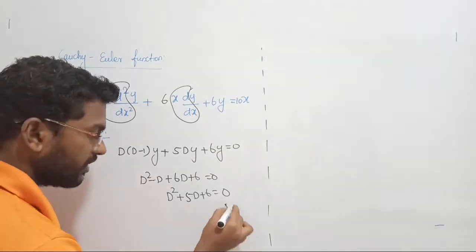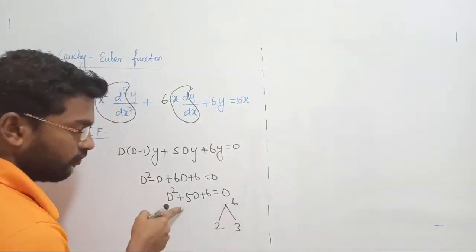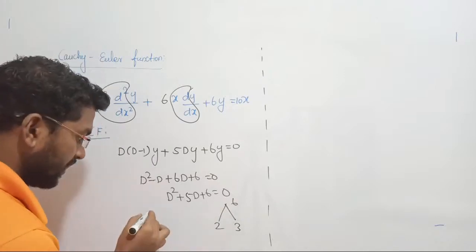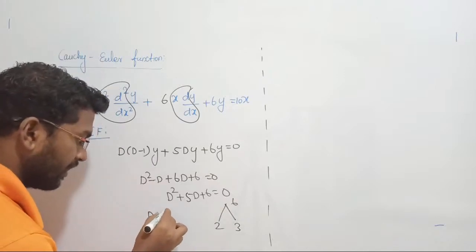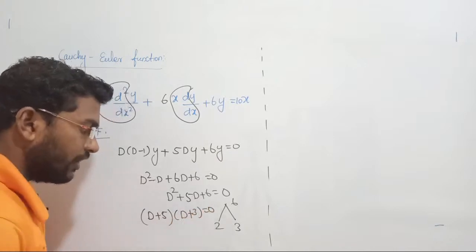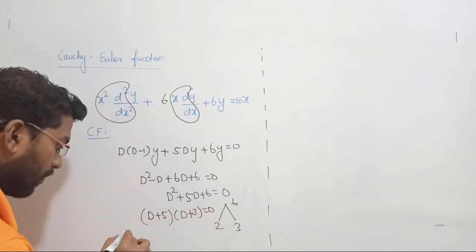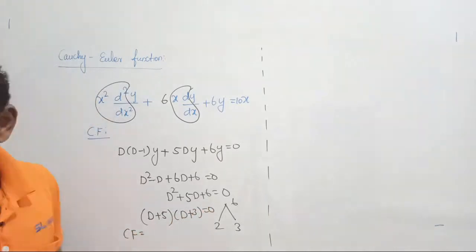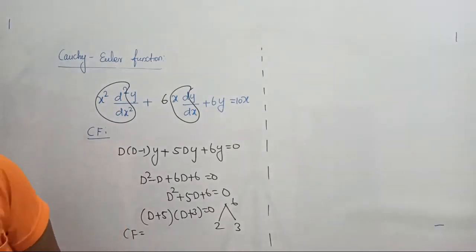Can you break the roots? Exactly. 2 plus 3 will become 5, and 2 into 3 will give you 6, such that these roots can be directly written as d plus 5 into d plus 3 equal to 0. Can you write the solution for this? Of course. The complementary function for this case can be written as, is it visible for you all? Yes, that portion is visible.